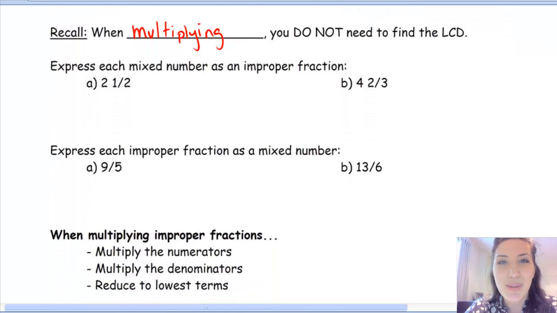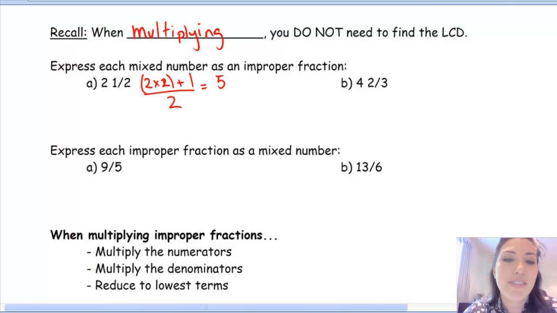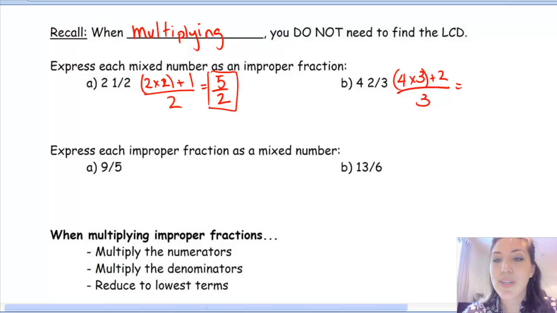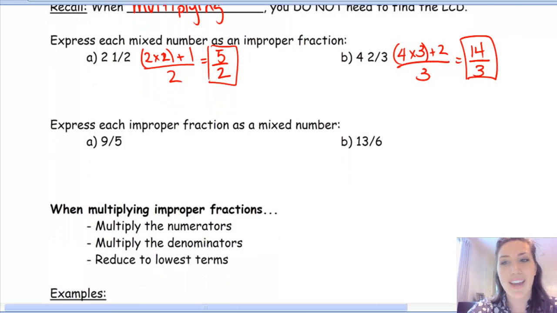To express each number as an improper fraction, we will multiply our whole number and denominator, so 2 times 2, and then add the numerator, keeping the same denominator. 2 times 2 is 4, plus 1 is 5 over 2. And again, multiply our whole number 4 times our denominator 3, add the numerator, keep the same denominator. 4 times 3 is 12, plus 2 is 14 over 3. And neither of these examples can be reduced any further.